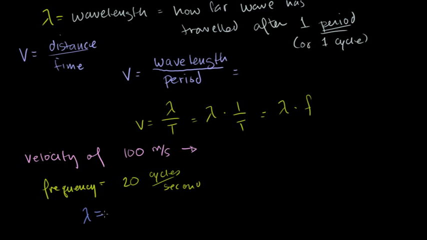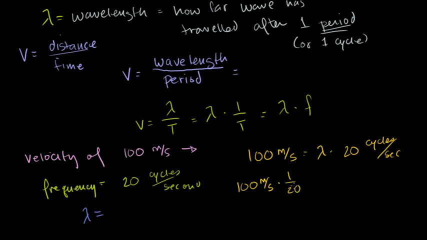So the wavelength in this situation, let me write it over here. Your velocity is equal to your wavelength times your frequency. Divide both sides by 20. And actually, let me make sure I get the units right. So this is 100 meters per second is equal to lambda times 20 cycles per second. So if you divide both sides by 20 cycles per second, you get 100 meters per second times 1 over 20 seconds per cycle.